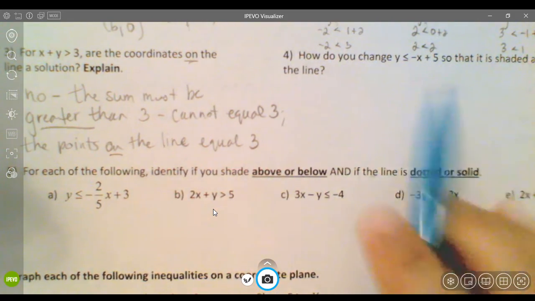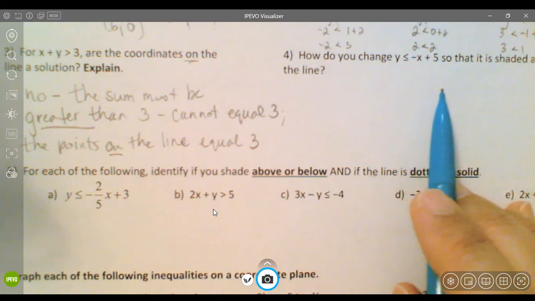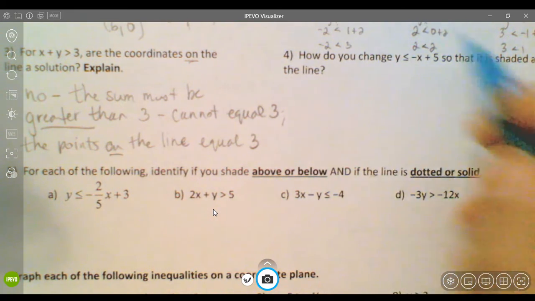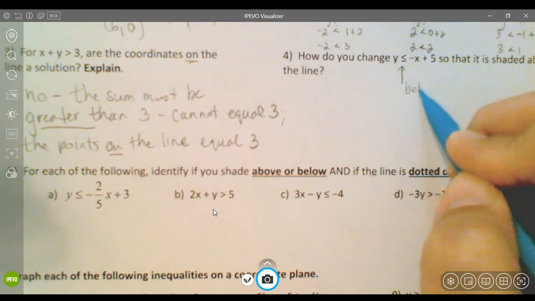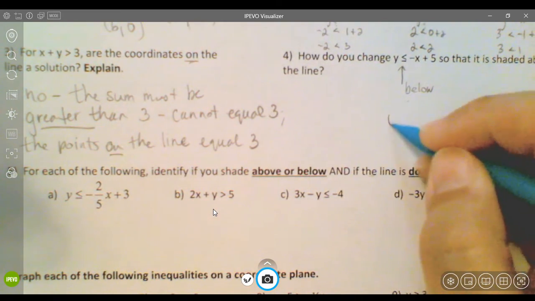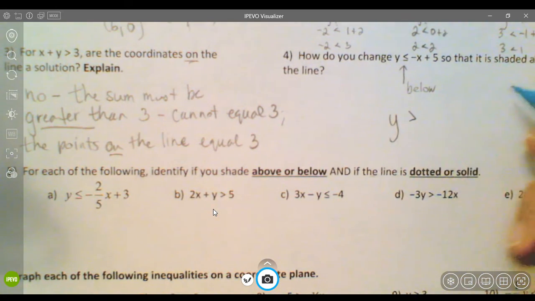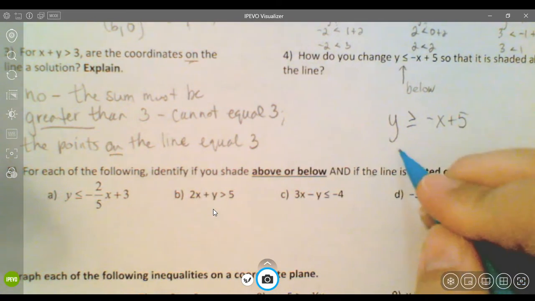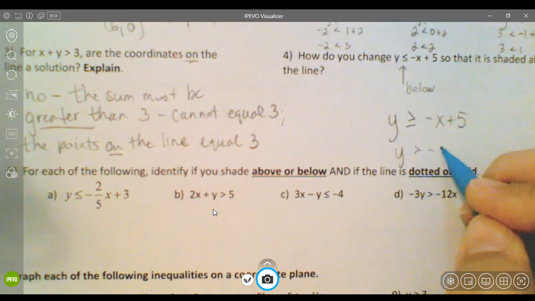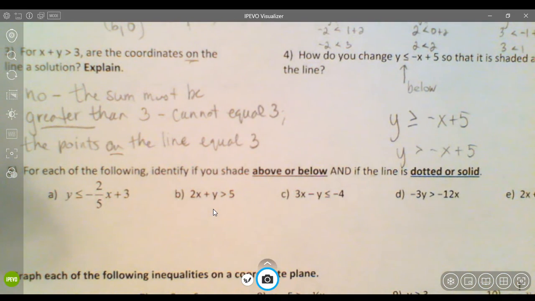All right. How do you change y is less than or equal to negative x plus 5 so that it is shaded above the line? Well, we just need to turn that around. That says shade below. So what if we turn it around to be above? All you need to do is be greater than or equal to. I mean, I could do either of these as long as we're showing greater than.